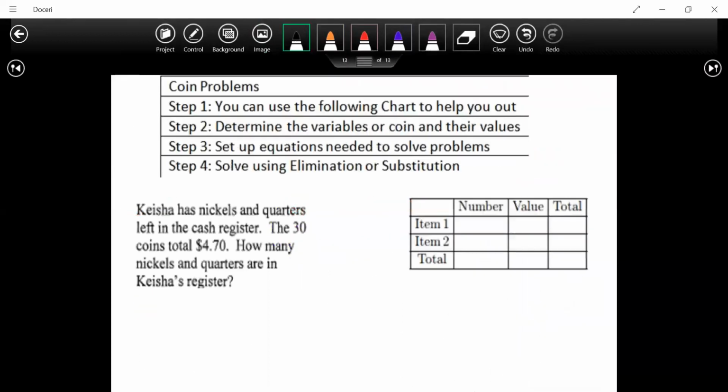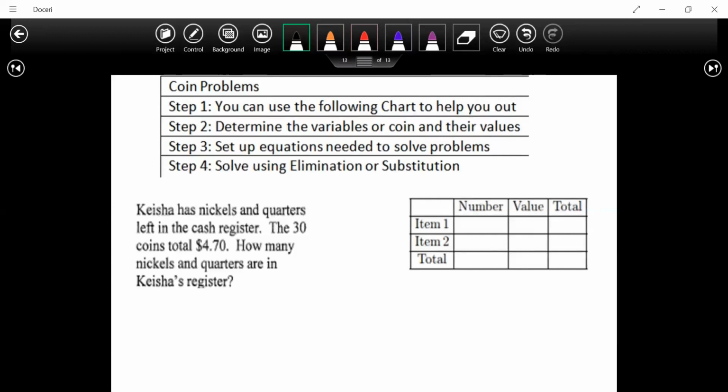Coin problem. Okay, these are coin. These are item changing. We want to see money denomination kind of things. You're going to use the following chart to help you out. We're going to look at the values. We're going to leave it, we'll do it the same way.